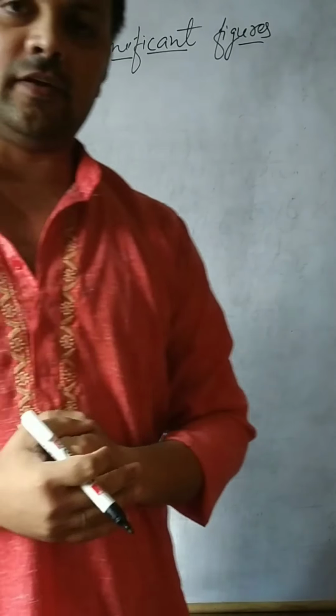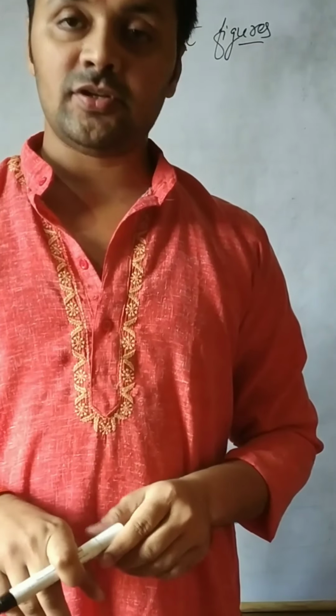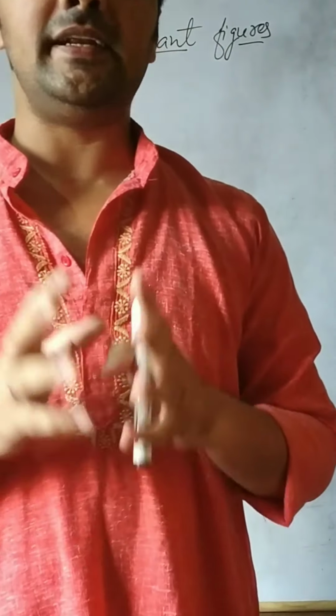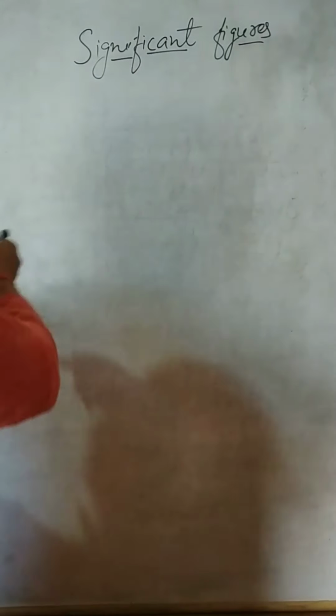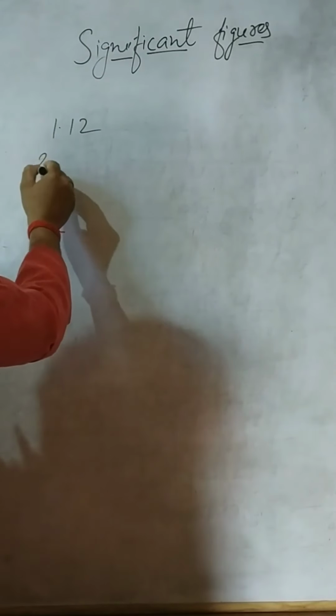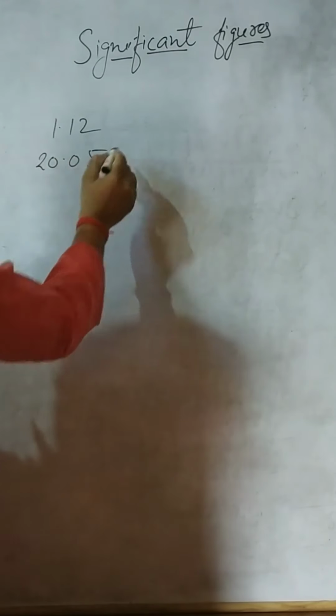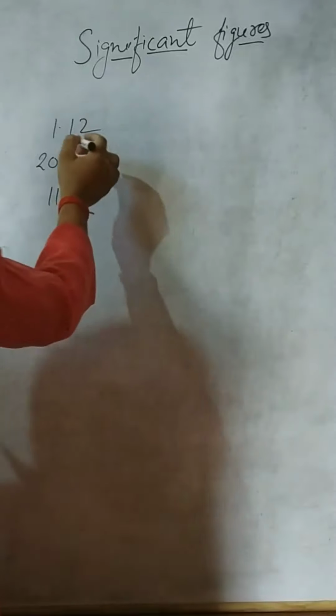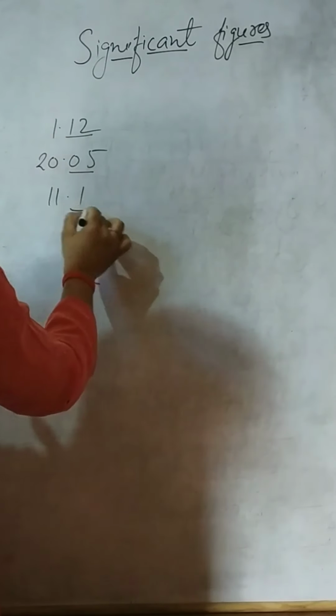What are significant figures? See, in chemistry, when you do chemical reactions and calculations, most of the time the answer comes in decimal parts. For example, 1.12, 20.05 or 11.1. If you see these values, the decimal part is there with the complete number, the whole number.